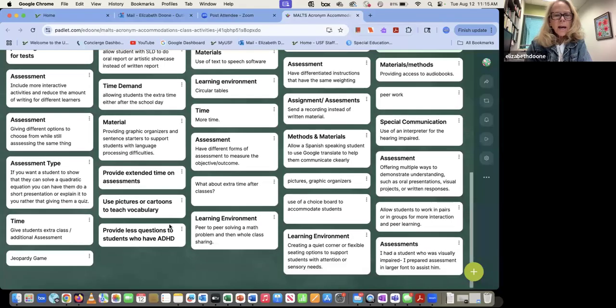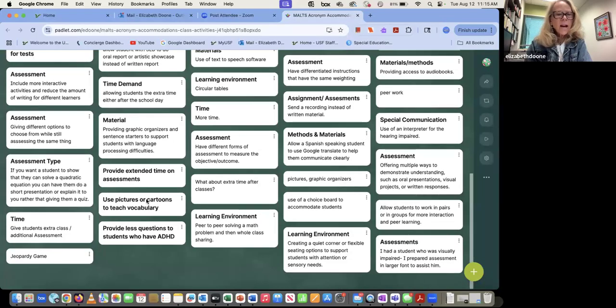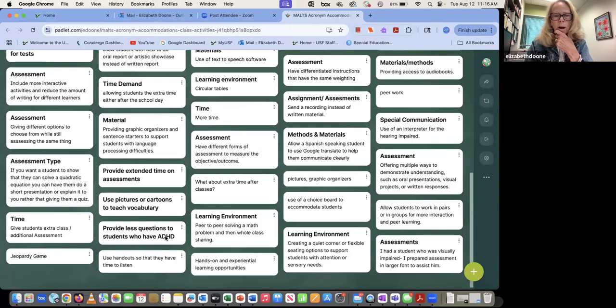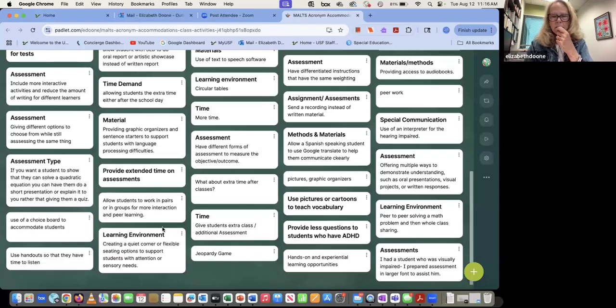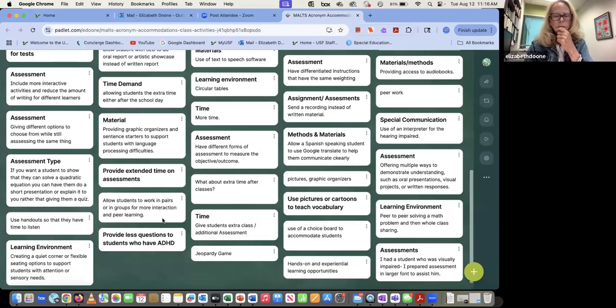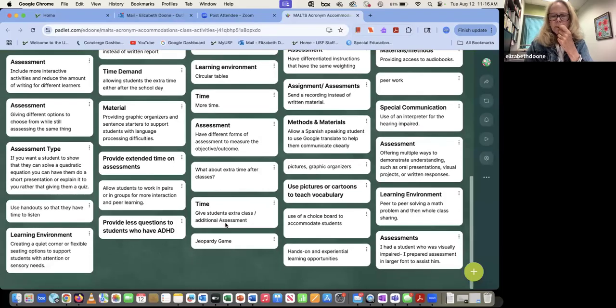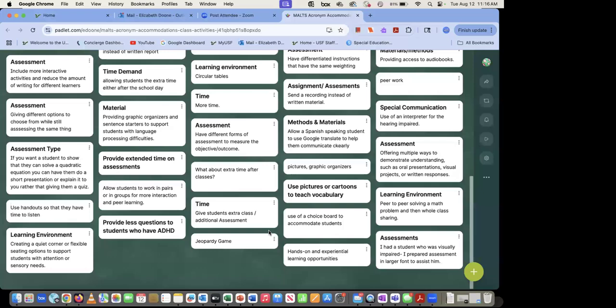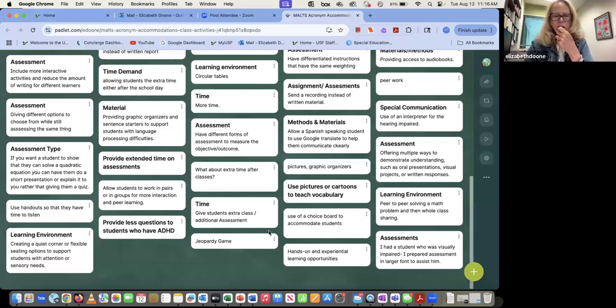Peer-to-peer support, we've had that. Use of pictures or cartoons to teach vocabulary, absolutely. Provide fewer questions. Now, when we provide fewer questions, what happens? Is that an accommodation or a modification? Somebody call out. Modification. It might be a modification.